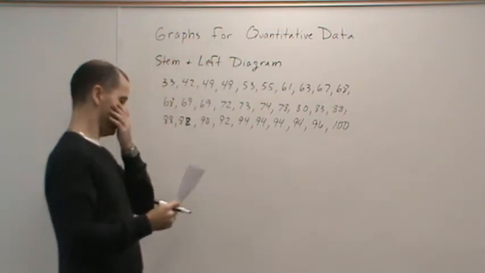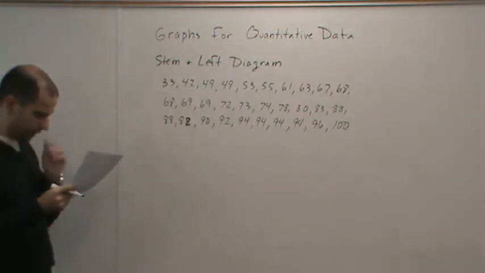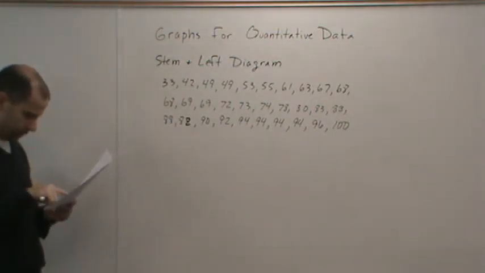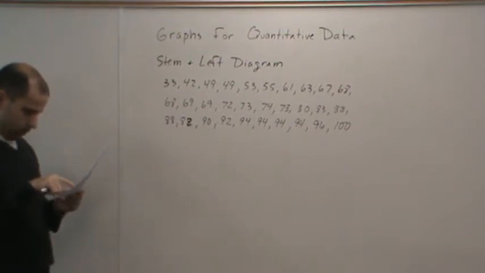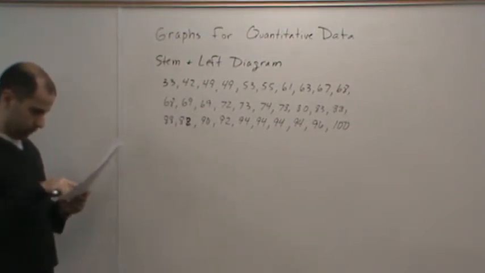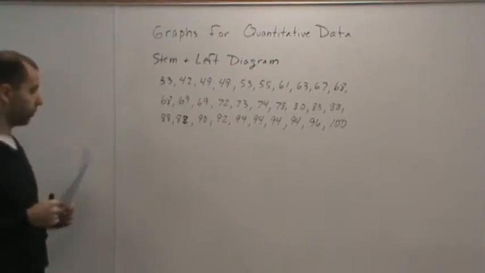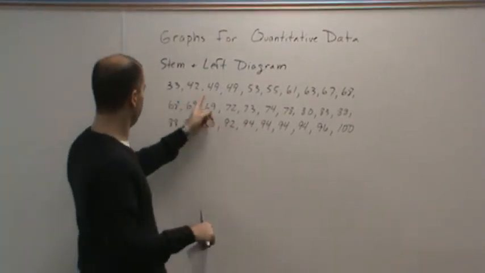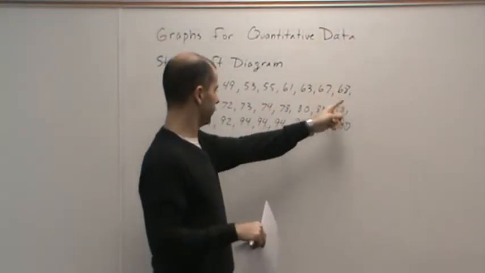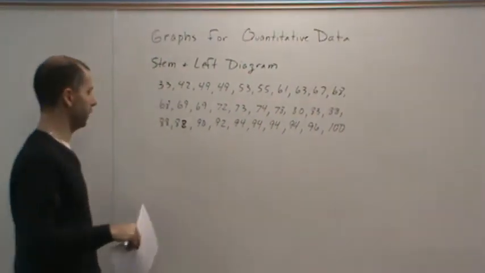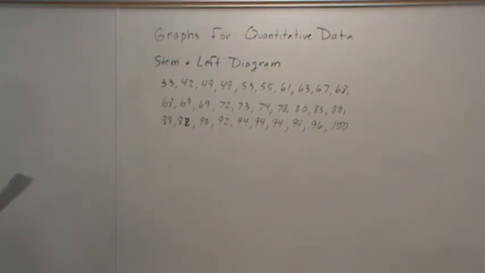Okay, so there are the numbers. And how many numbers do I have? So 30 numbers. So 10, 20, 30. Okay, so I have 30 numbers.